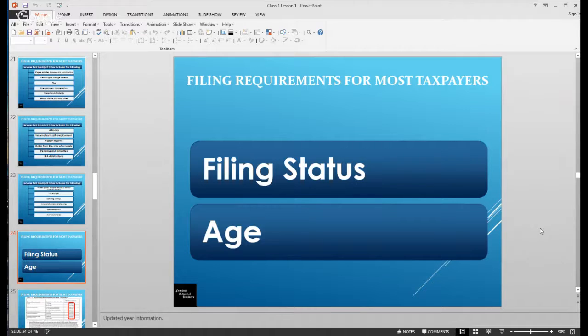Your filing requirements are determined by your filing status and your age. And by filing requirements, I mean how much money you make. You would need to know your filing status and your age and how much money in order to determine whether or not you're going to need to file.